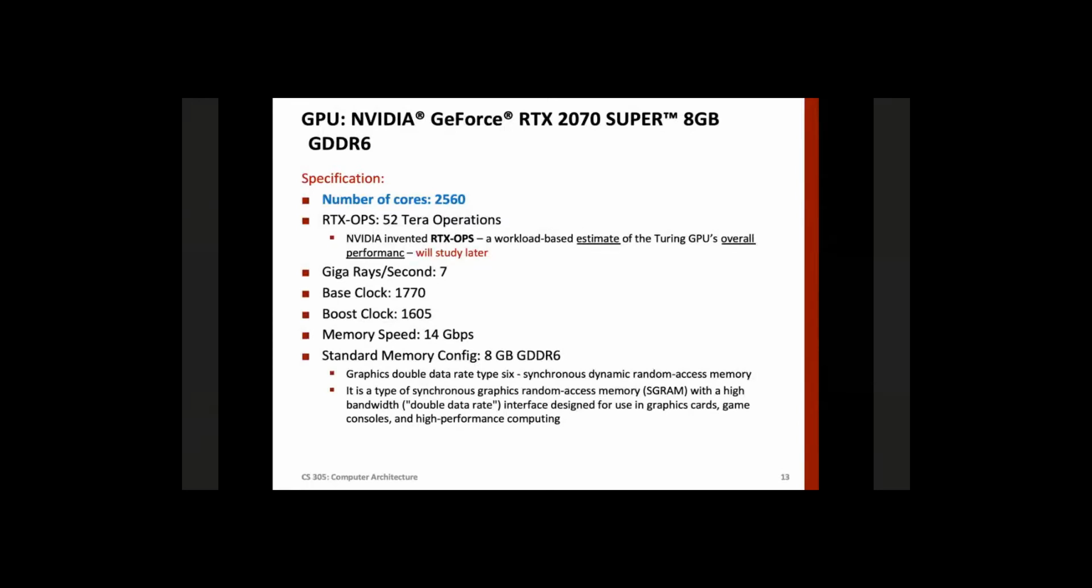I mean, if you have done some course on graphics and related topics, then you would have come across these terms. It has a base clock of 1770. The boost clock is 1605. We'll look at these concepts later. Memory speed is 14 gigabits per second. Okay, this is actually a bandwidth. All right. So this is the GPU that the desktop uses.